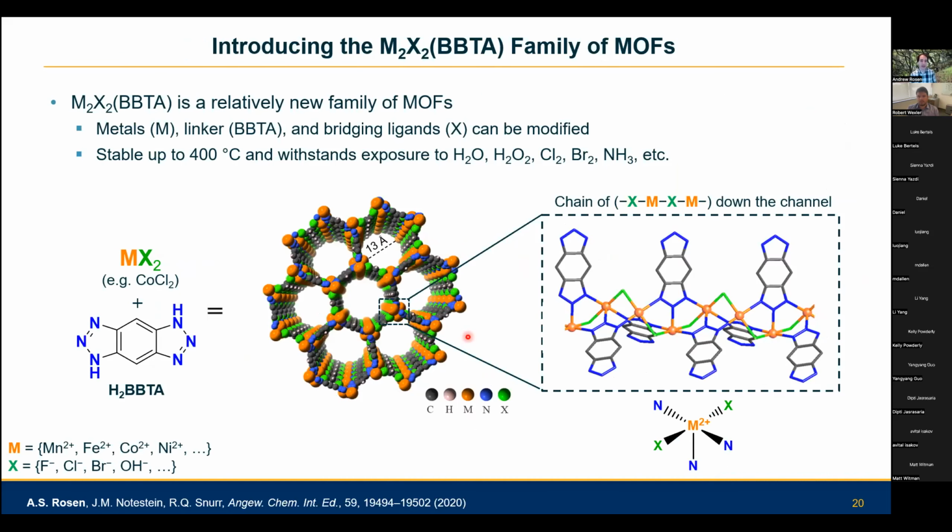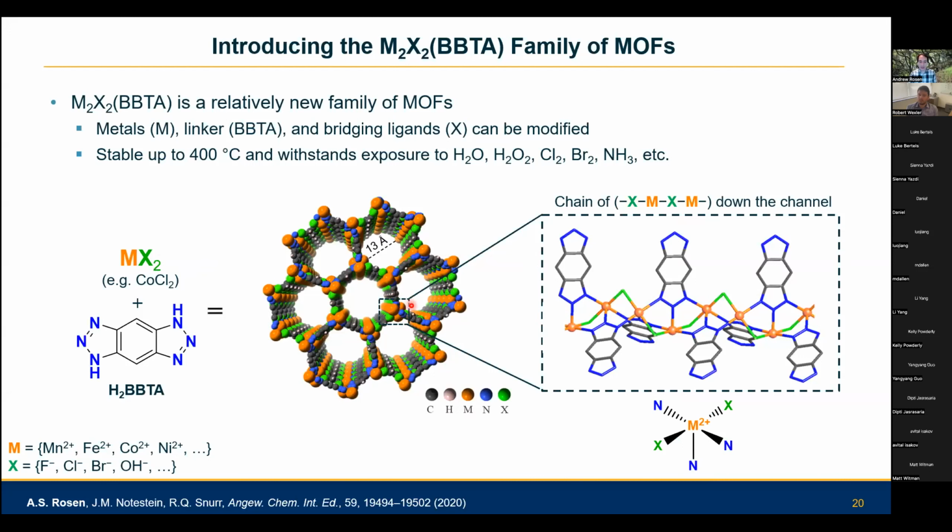So let me introduce you to this family of materials, which I'll call M2X2BBTA for short, the M being a divalent metal, the X being a monovalent anion, and BBTA being this organic linker. This is a family of metal organic frameworks called metal triazolate frameworks because that's what the linker is here. It's synthesized by taking a metal salt like cobalt chloride and this linker, and you will get a periodic crystalline honeycomb-like structure that's shown here. The pore diameter is 13 angstroms, although a larger pore variant can be made with a longer linker.